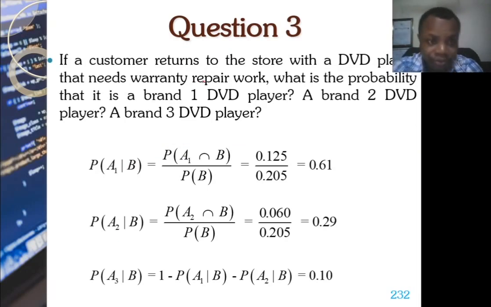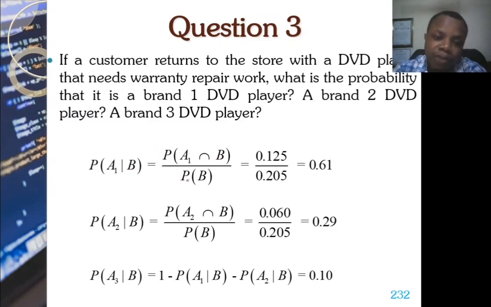With this one, if the customer returns to the store with a DVD that needs warranty repair work, what will be the probability that it is 1, a brand 1 DVD player, 2, a brand 2 DVD player, and 3, a brand 3 DVD player? So this is taking it back to conditional probability. The probability that the DVD player being bought will need warranty given that it is brand 1. So this is just going to be brand 1 given that it's going to need repair.